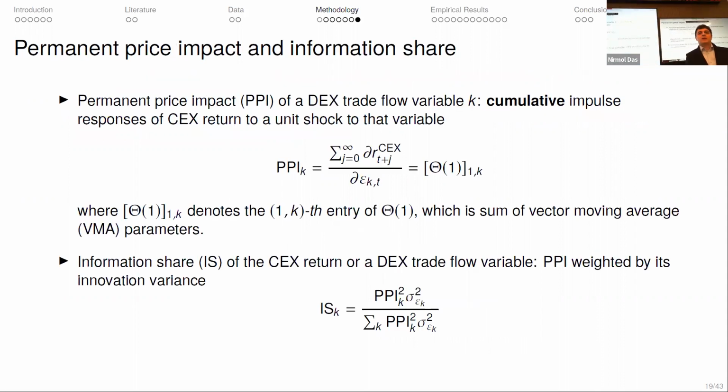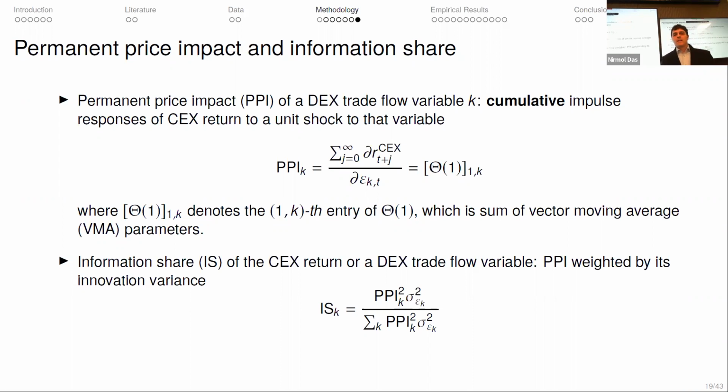So then the permanent price impact is defined to be the cumulative impulse response of the return on the centralized exchange to a unit shock of the variable. That's like the aggregate price impact, which basically takes into account all the future responses of the return on the centralized exchange to a shock, for example, to trading flows that they would apply today. And these shocks are one standard deviation shocks of the trading flows. One standard deviation shocks, exactly.